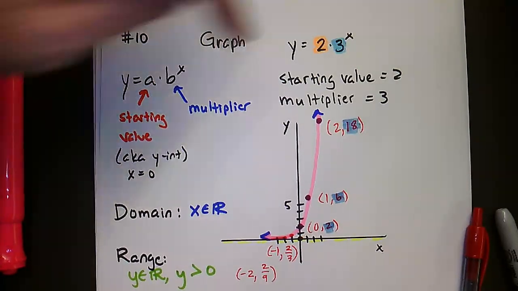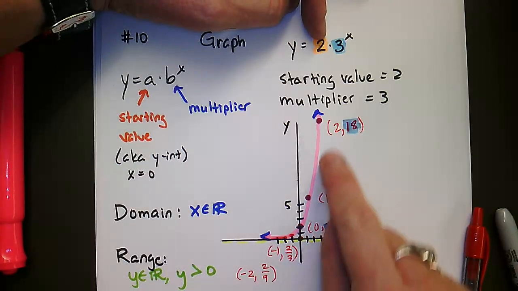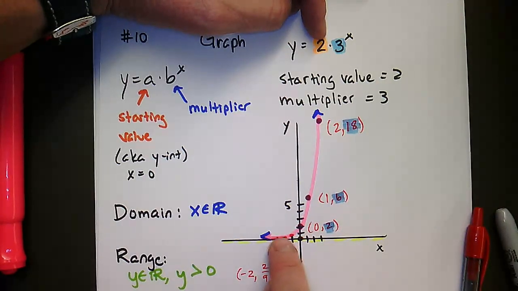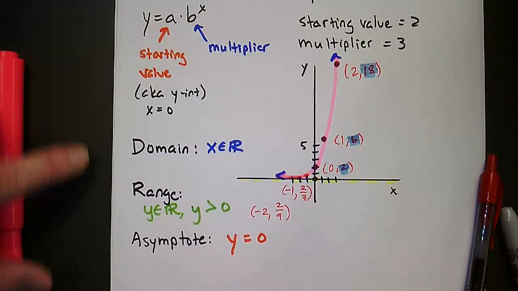So you can graph y = 2 times 3 to the x really quickly, knowing the starting value here at 2, tripling to find points going this way, dividing by 3 to find points going that way, and you get that nice exponential curve. Domain, range, and asymptote.